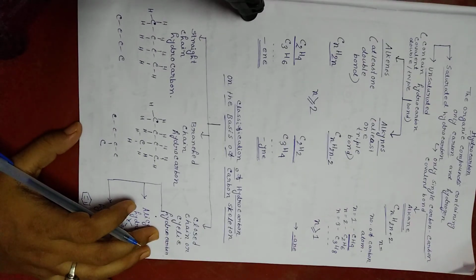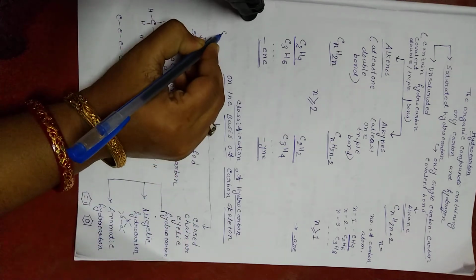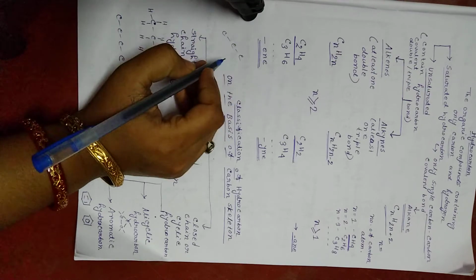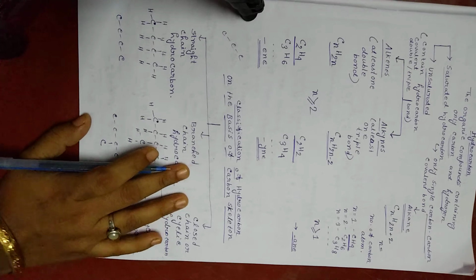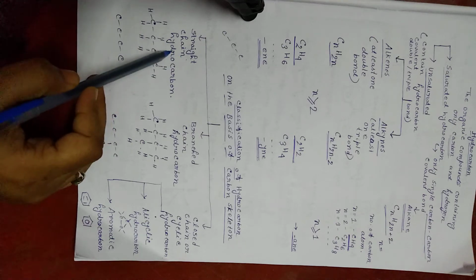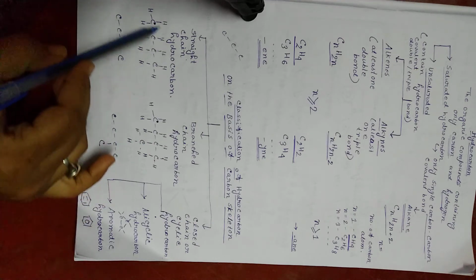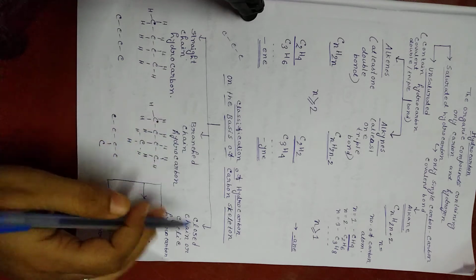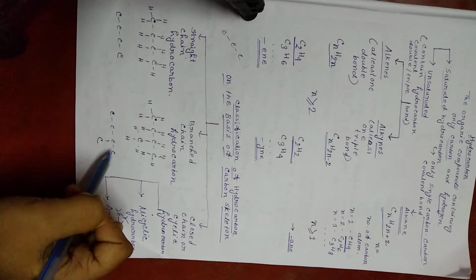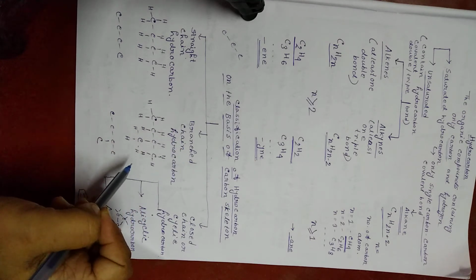Classification of hydrocarbons on the basis of carbon skeleton. This type of carbon bonding is known as the carbon skeleton. First, straight chain hydrocarbons. In straight chain hydrocarbons, there is no branching like this. In case of branched chain hydrocarbons, you must see a branching. See here, in this carbon skeleton there is a branching. So these are branched chain hydrocarbons.